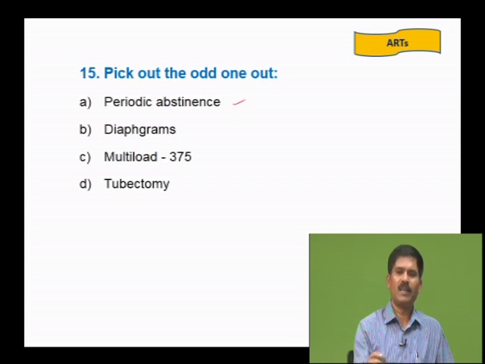Periodic abstinence, it's a natural contraception. Diaphragms, these are barrier methods. Multiload 375, these are IUDs. These three all come under temporary methods.